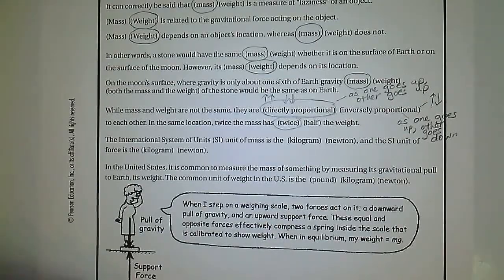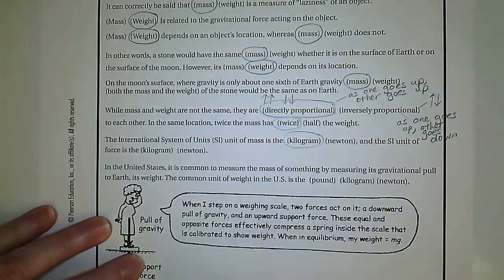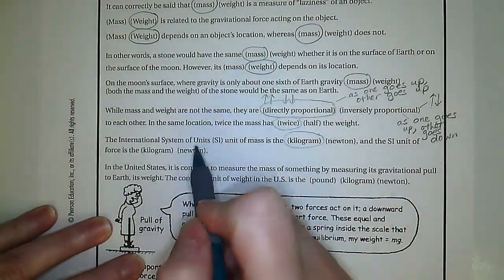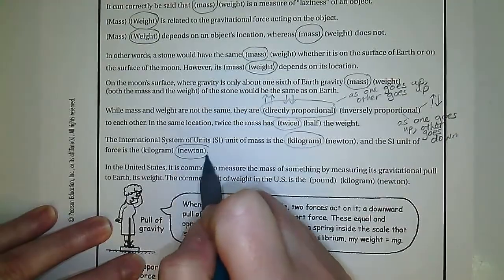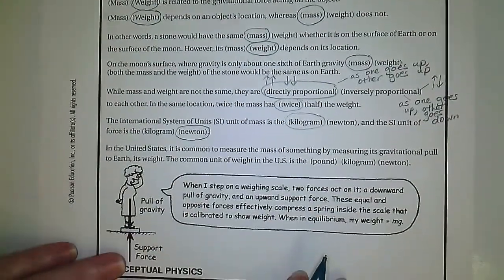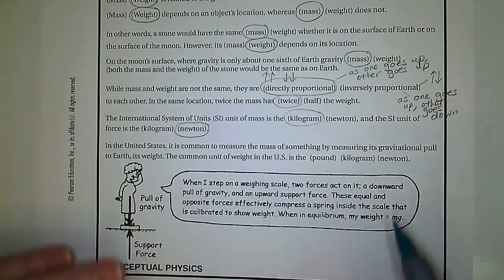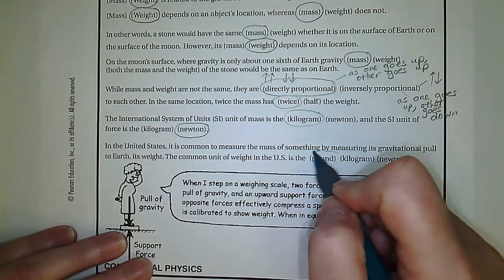The International System of Units, SI, unit of mass is the kilogram, and the SI unit of force is the Newton. In the United States, it is common to measure the mass of something by measuring its gravitational pull to Earth, its weight. The common unit of weight in the U.S. is the pound.